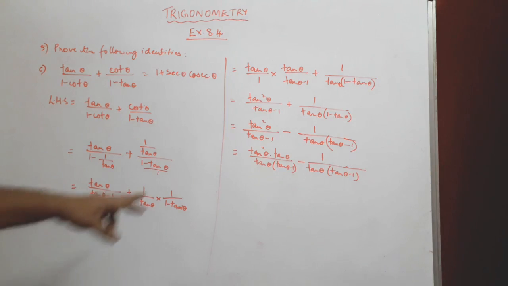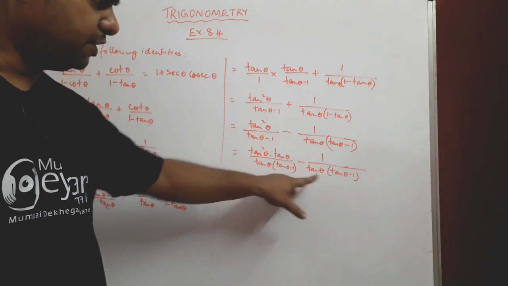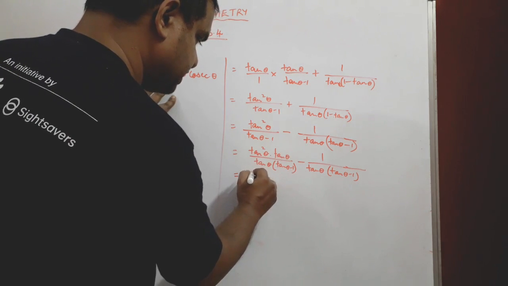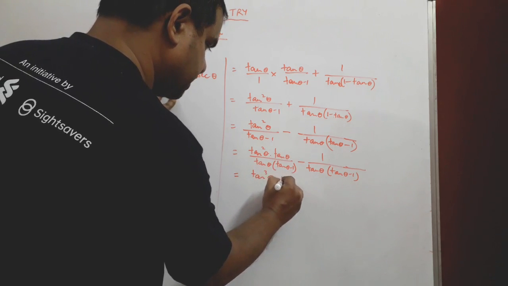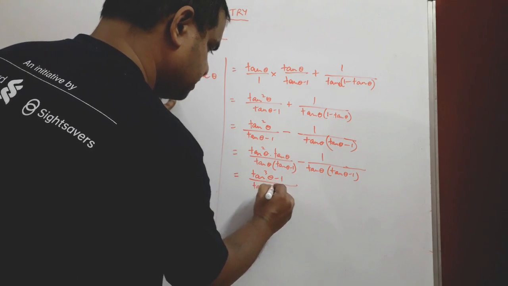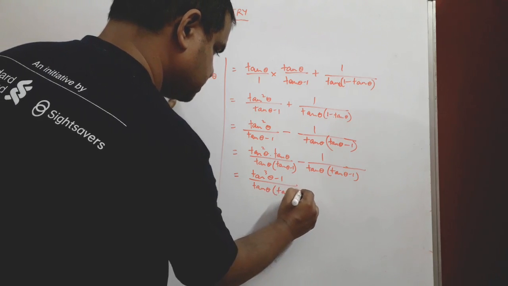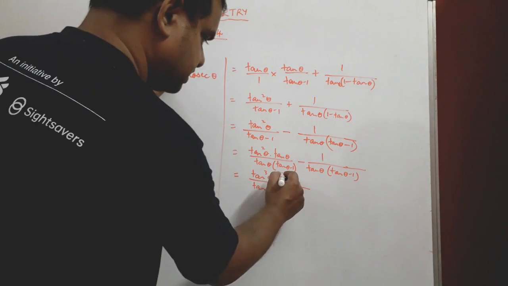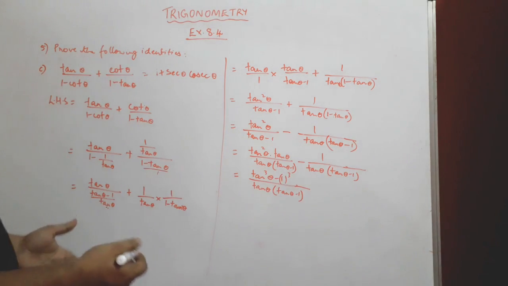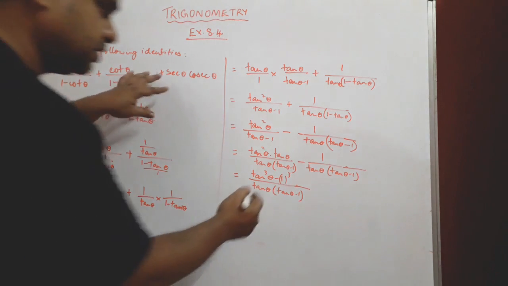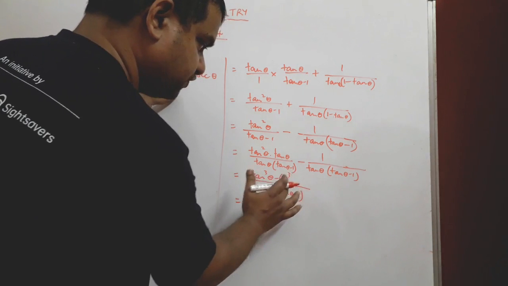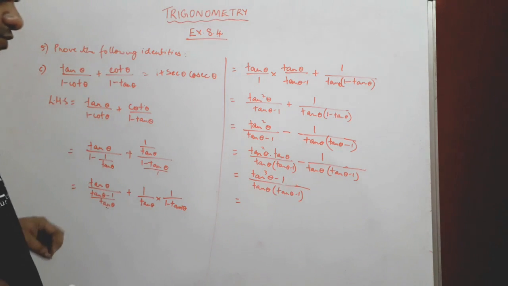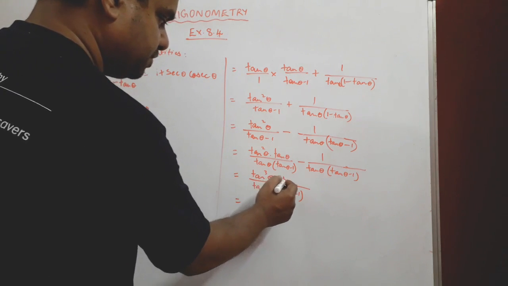Now that the denominators are the same, we can straight away combine the numerator. So tan square theta into tan theta gives us tan cube theta minus 1, whole thing upon tan theta minus 1. Now this numerator is in the form a cube minus b cube. You can write this as 1 cube, or just 1, it comes to 1. So this is just for your understanding, actually it's not there. So I'll erase this part, leave it this way to avoid confusion. So tan cube theta minus 1.